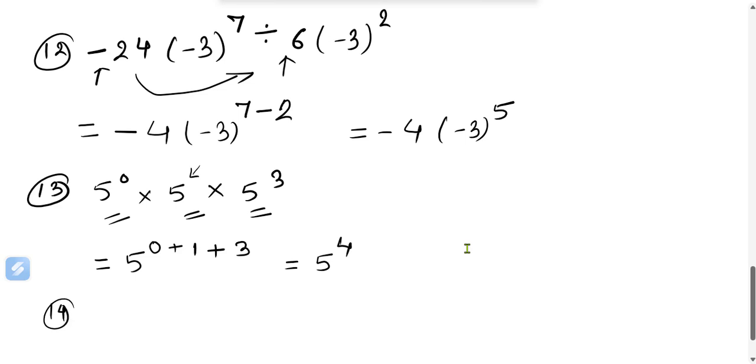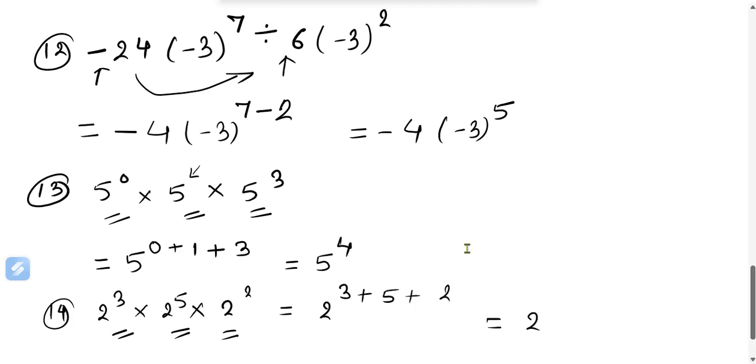Now similar example, if 2 power cube and the next 2 has exponent 5 and the 2 has exponent 2. That simply means all same base. Now we add exponent 3 plus 5 plus 2. That simply means 2 has exponent 10.